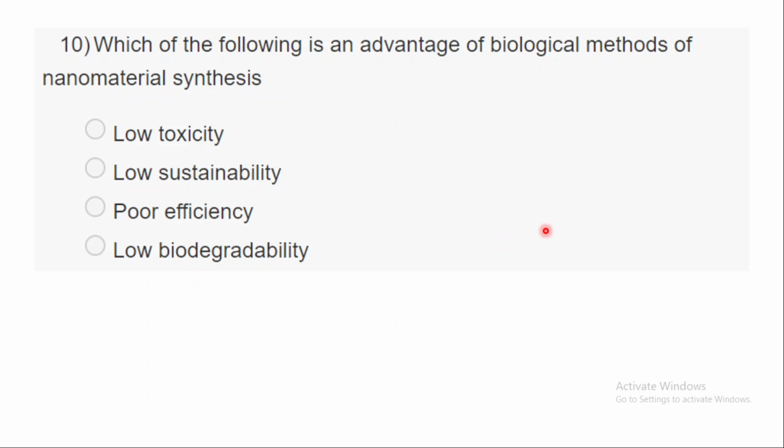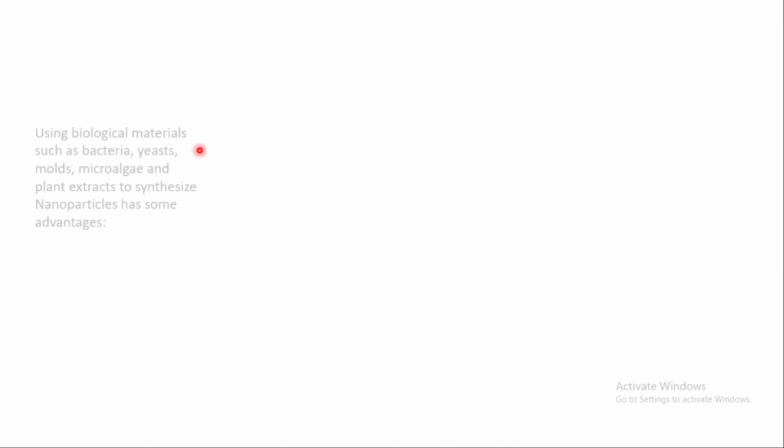Okay, there are already some answers. Let's move forward. Low toxicity and low sustainability. So two options, right? People have voted for. The answer is option A, low toxicity. Which of the following is an advantage of biological methods, right? So technically the only advantage here, if you see of all the four options, it's low toxicity. Low sustainability might not be an advantage as such. Poor efficiency is also not an advantage. Low biodegradability also. That is a crude way of answering this question. But we'll see why low toxicity is the advantage.